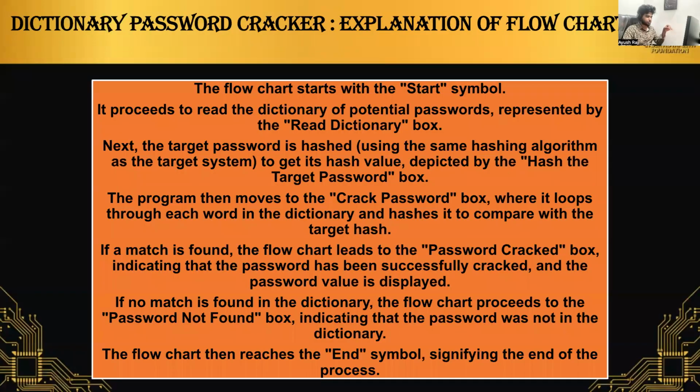So this is the flow chart. This is the narration of the flow chart. You can read it yourself, and the things that I have said are in this flow chart narration explanation. Let me read it for you. In the first step, it proceeds to read the dictionary of potential passwords, represented by the read dictionary. It will just read in the first step. In the second step, it is reading the dictionary file.